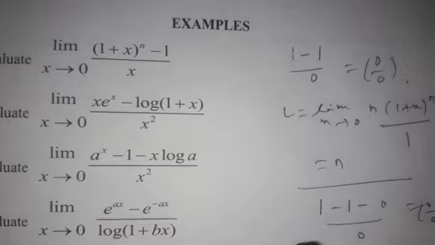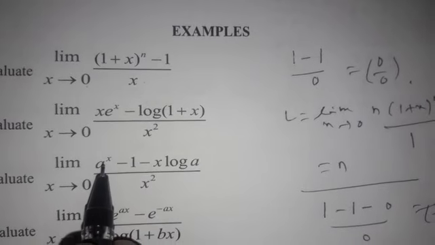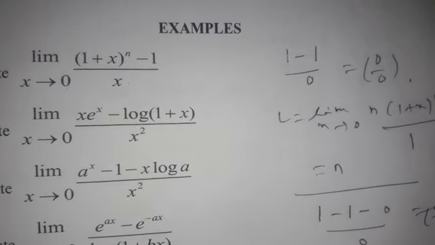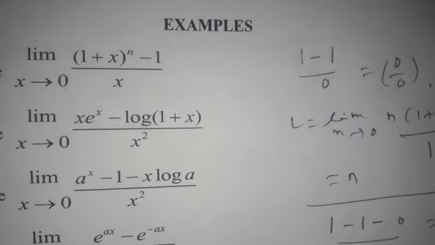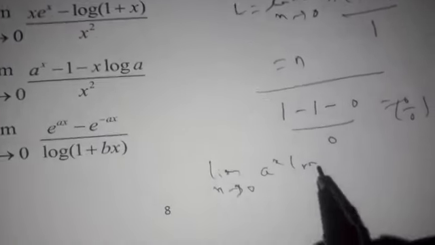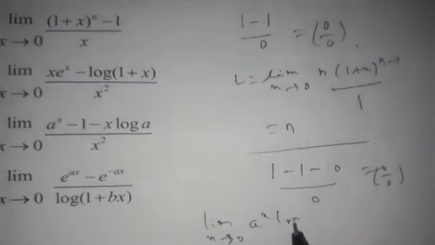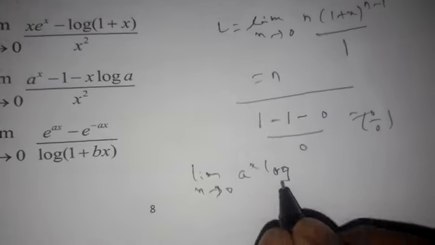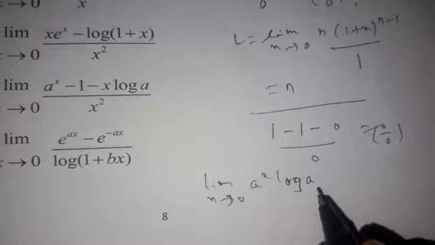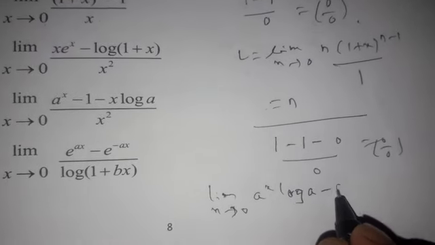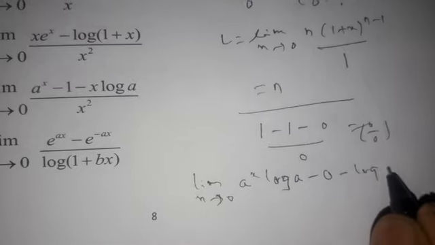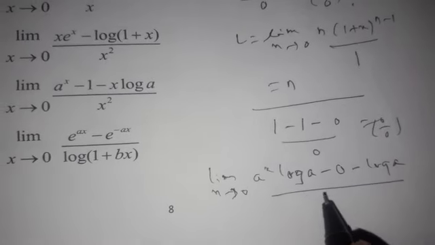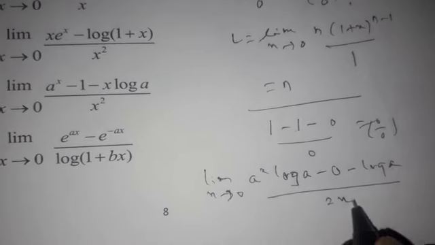So by L'Hospital rule, what will you get? Limit x tends to 0, the derivative of a raised to x is a raised to x into log a, the derivative of 1 is 0, minus the derivative of x, which is 1, times log a, upon 2x.